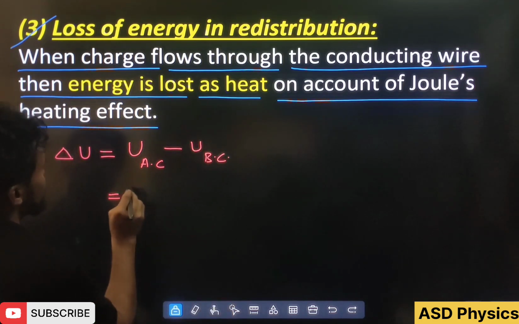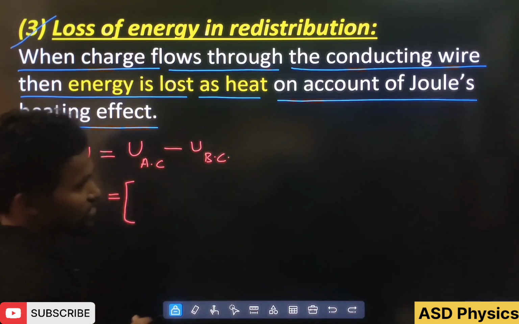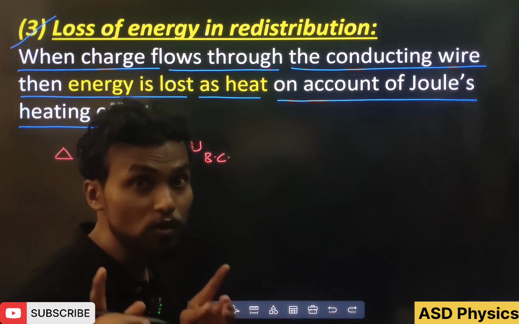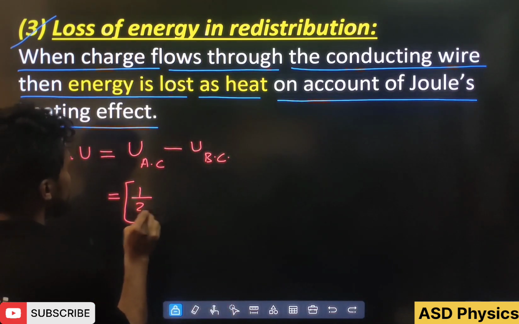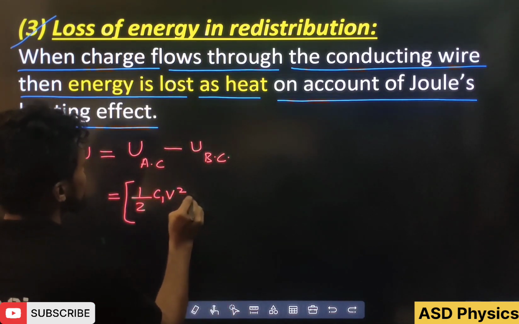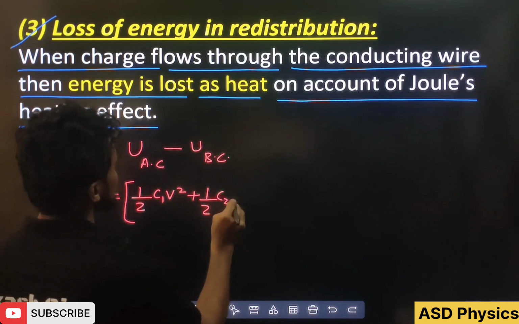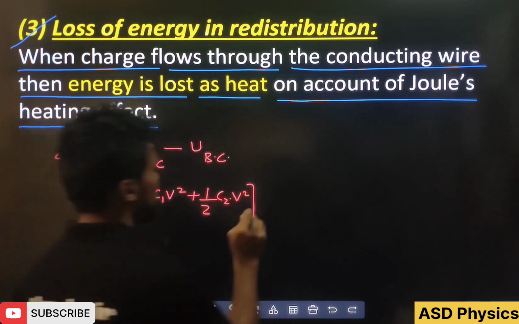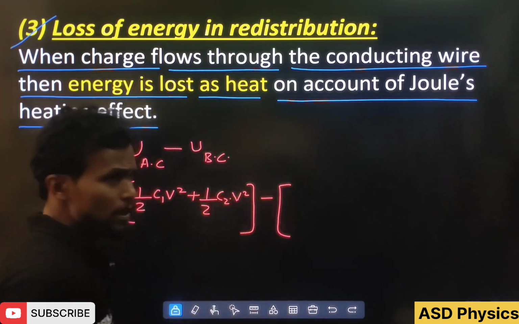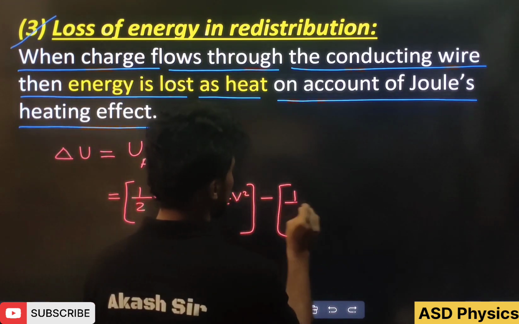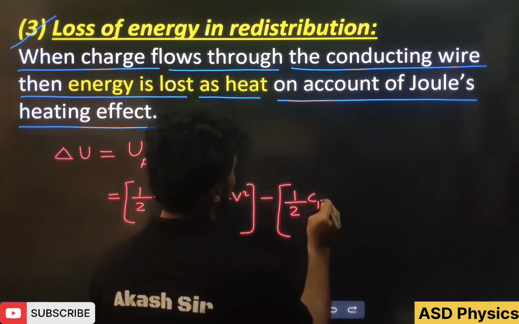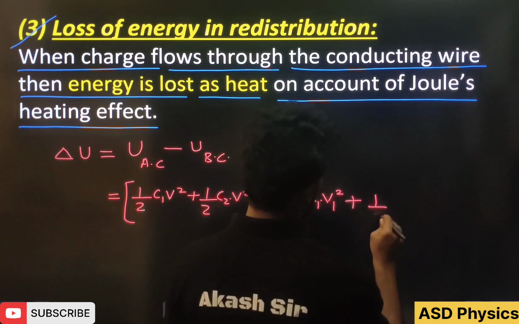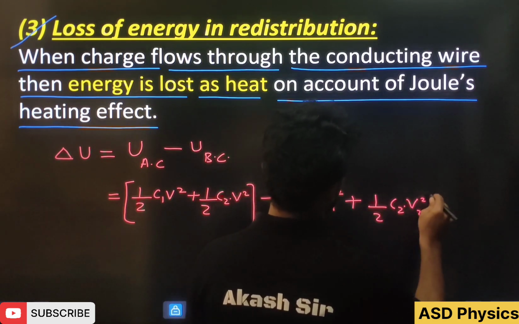So if I write the after connection, you know very well the capacitance is anyhow C1, C2 only, but the potential is common potential, V. That means after connection, we can write half C1 V square plus half C2 V square. This is the total energy after connection, minus the energy before connection, where the capacitance is C1 and the voltage was V1 for the first conductor, so this is the energy, plus half C2 V2 square.